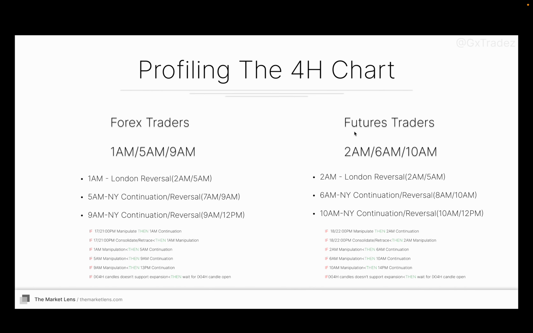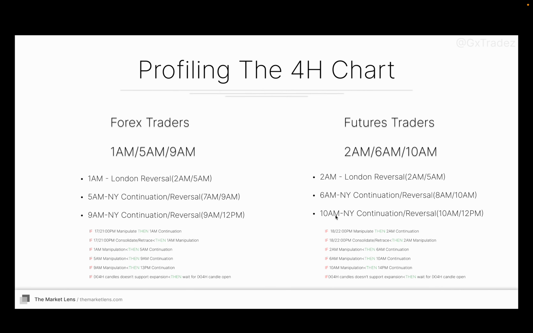So futures traders, this is what I trade. London session is going to represent the 2 a.m. candle, right? 2 to 5 a.m. New York, 6 a.m. New York session. So basically the AM session is going to be between the 6 a.m. New York continuation / reversal will be 8 a.m. to 10 a.m. I don't care about the hours of 6 a.m. and 7 a.m. They're not relevant, especially on indices.